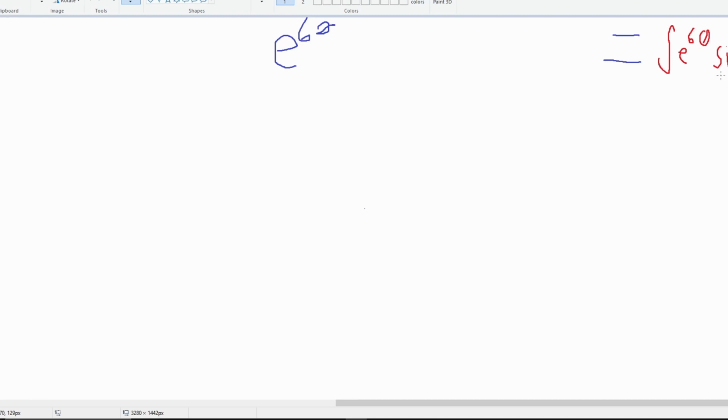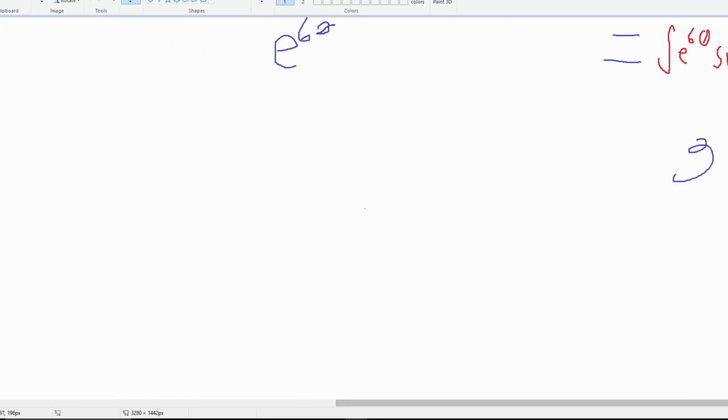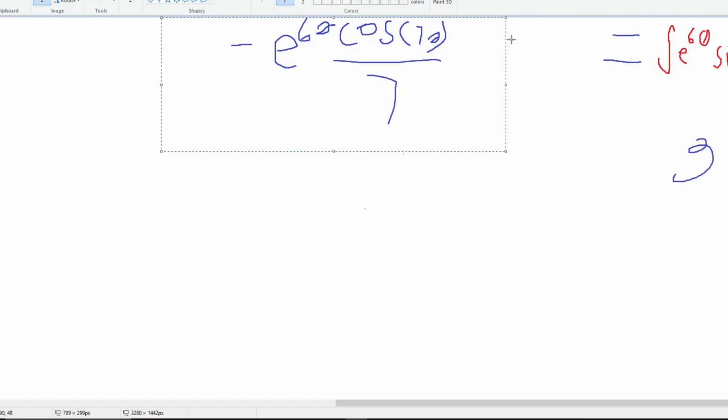Now, since this is g prime of x, as per our formula we need to find g of x, and all that means is we're integrating sine 7 theta. So that is equal to negative cosine 7 theta divided by 7, because we're going to be using u substitution. What I just noticed, not a big deal, I need more room. Let me move this over real quick.